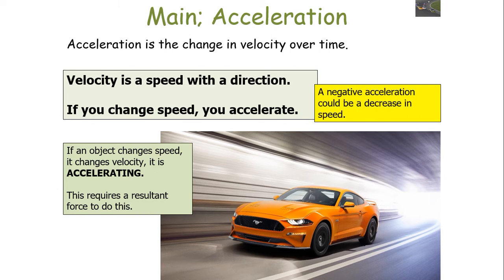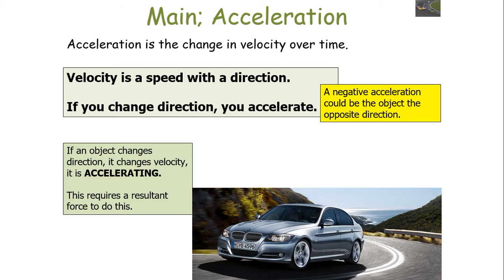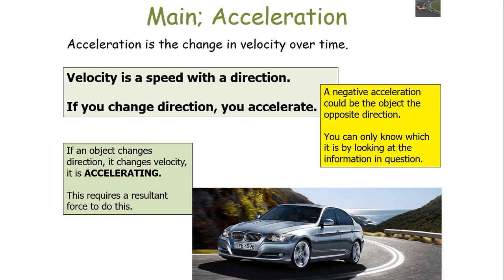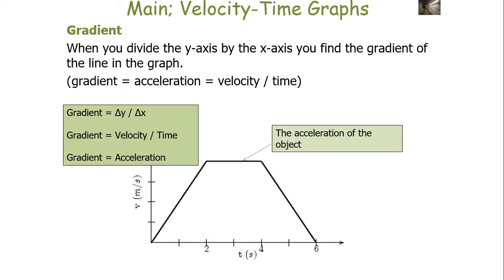A negative acceleration could be a decrease in speed. If an object here is changing direction, therefore it's changing velocity, therefore it's accelerating. So once again, a resultant force is required to do this. And in this instance, a negative acceleration could be the object moving in the opposite direction. Again, you will only know which one it is, either change of direction or change of speed, by looking at the information in the question or the velocity time graph. Now again, to produce either a change in speed or a change in direction, a resultant force is needed.